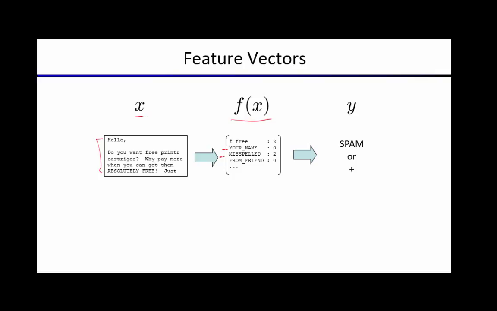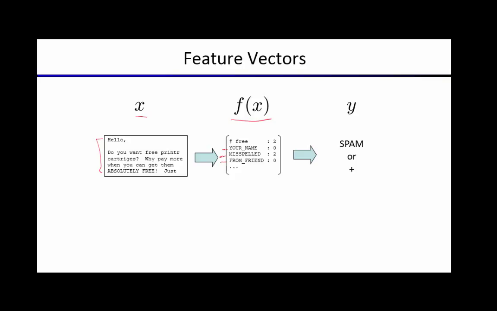And then a third feature could be whether it's from a friend or not. And once again, you'll have some code that will take each of your examples and turn it into this feature representation. Then what you do from this feature vector is you determine whether or not it's spam or not, and whether you classify it as a positive label or a negative label. And so that's what we're going to talk about today.